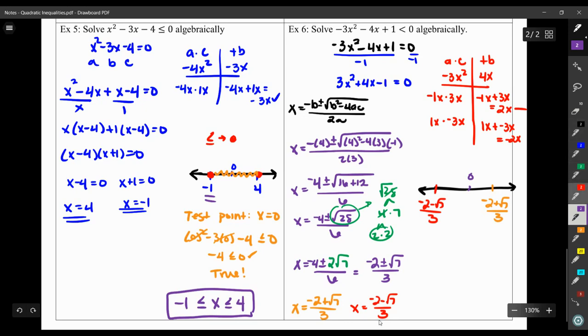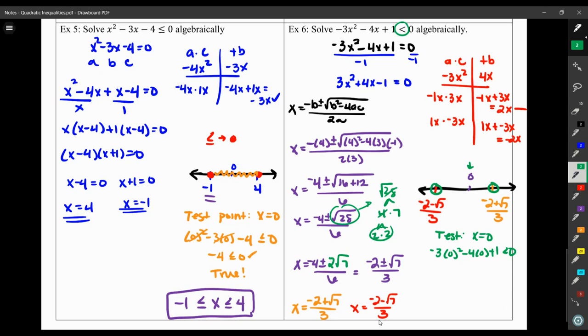The shading area is what makes this an inequality. First, we know the boundary points are going to be open because it's just a less than, and now we need to figure out shading. Again, we're still going to test some number, and 0 is still not a boundary number. So we're going to test x equals 0 and see what happens. We get negative 3 times 0 squared minus 4 times 0 plus 1 less than 0. We're going to see if this is true or false. Negative 3 times 0 squared is 0. Negative 4 times 0 is 0. So we have 1 less than 0, which is not true. That means our solutions are actually outside the boundary points.